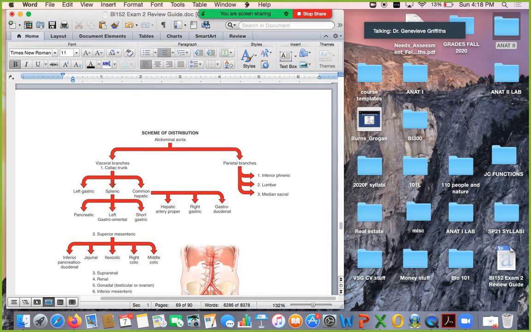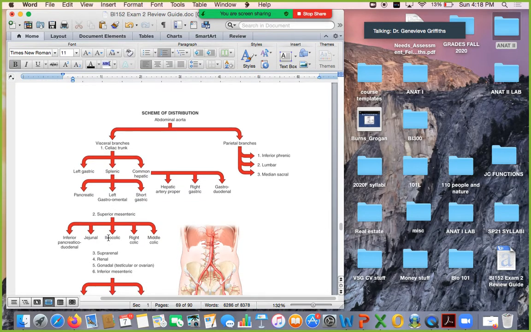Okay, so as we head down through the abdominal aorta, the visceral branches are going to feed into the celiac trunk, which has the left gastric, splenic, and common hepatic. The hepatic is going to feed into the hepatic artery proper, gastric, and gastroduodenal. The splenic is then going to move down until we branch off into the pancreatic and the short gastric, and we're going to head down into the left gastroomental.